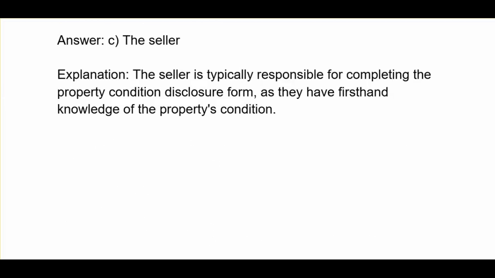C, the seller. The seller is typically responsible for completing the property condition disclosure form, as they have first-hand knowledge of the property's condition.